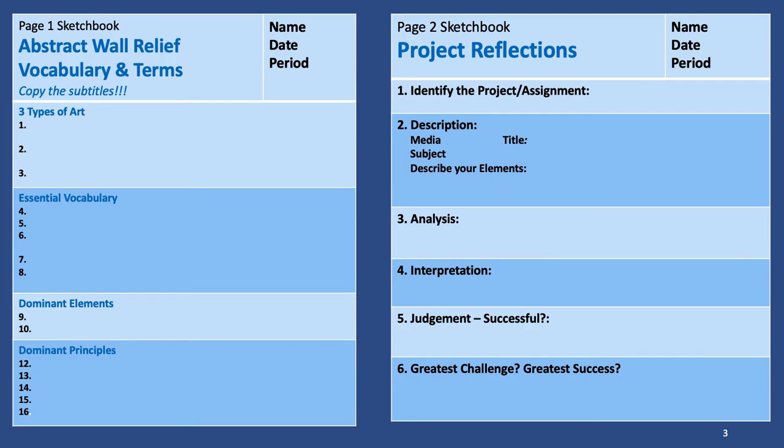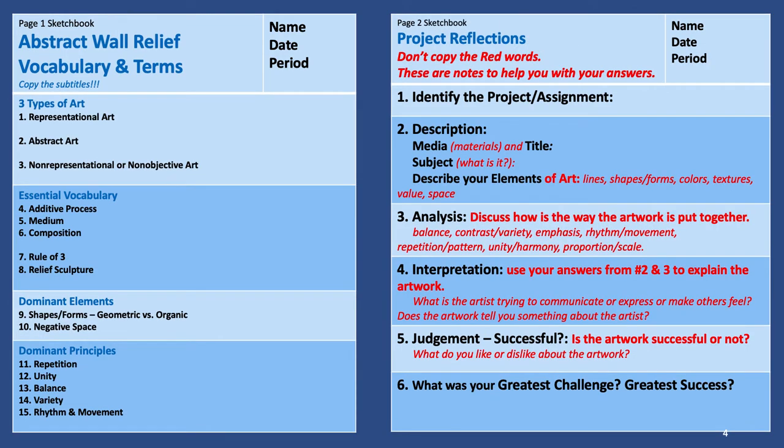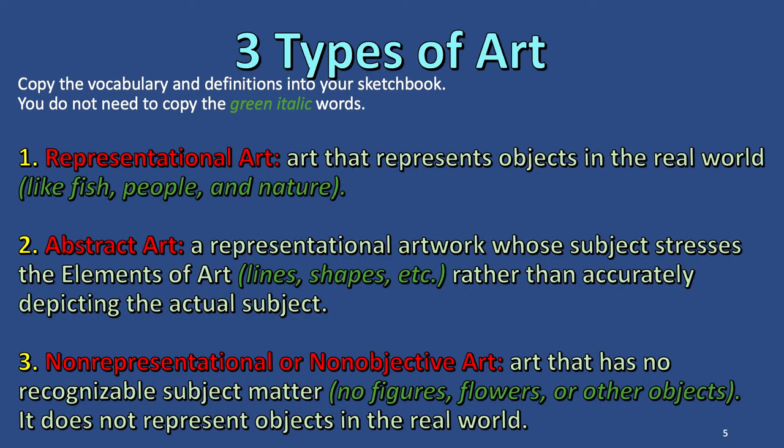This is the vocabulary, how to set it up. Those are the words you're going to be looking at. The three main words: representational art, abstract art, and non-representational or non-objective. So representational means it represents something like fish, people, and nature. Abstract is representational artwork whose subjects stress the elements of art like lines and shapes rather than accurately depicting the subject. So you can see the subject, but it's distorted.